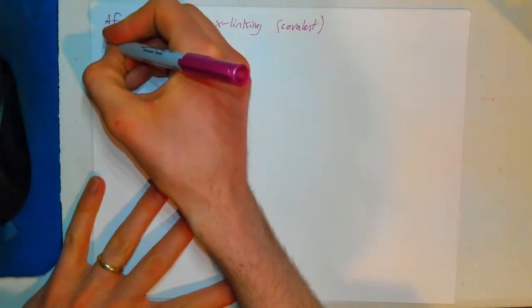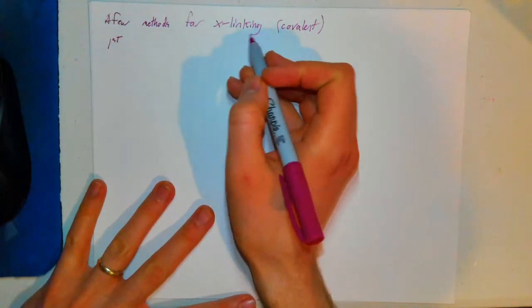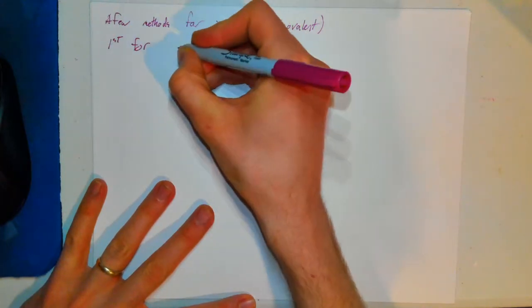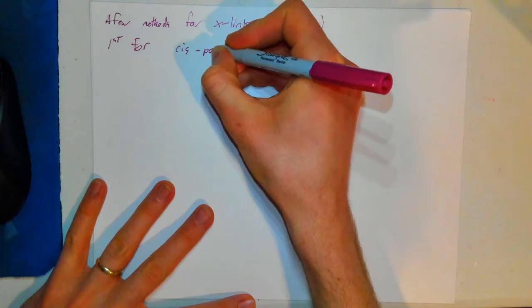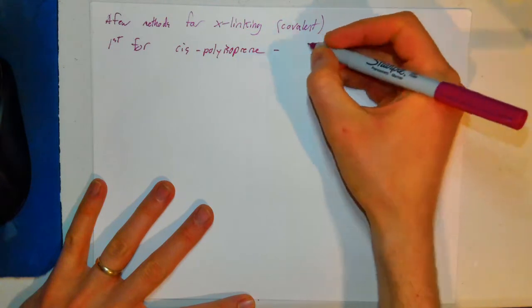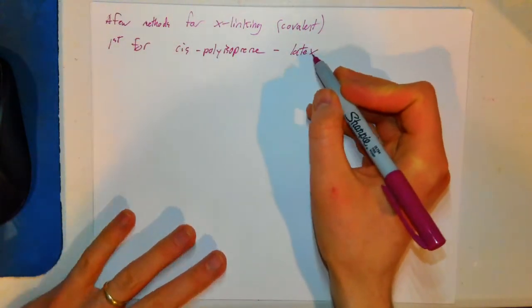So the first method that I'm basically going to talk about for forming covalent crosslinks is for a polymer called cis polyisoprene. And you might know this by its more common name as latex. So latex shows up all over the place, right?